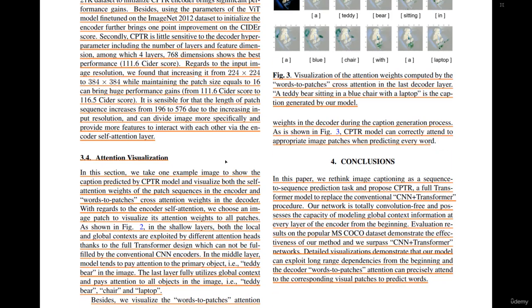In the shallow layers, both the local and global contexts are exploited by the different attention heads thanks to the full transformer design, which cannot be fully fulfilled by the conventional CNN encoders. In the middle layer, the model tends to pay attention to the primary object, that is the teddy bear in the image. The last layer fully utilizes global context and pays attention to all objects in the image, that is the teddy bear, the chair, and the laptop.